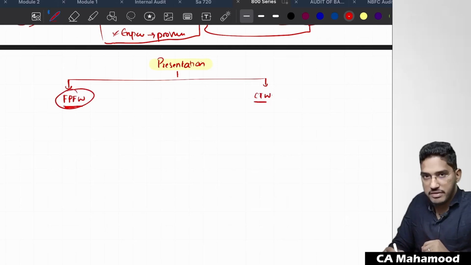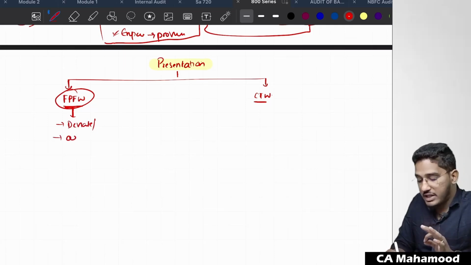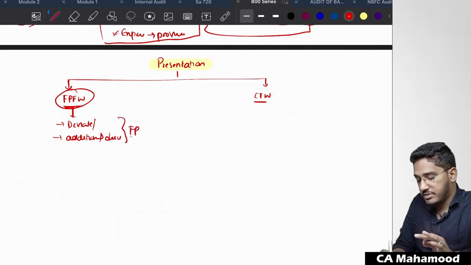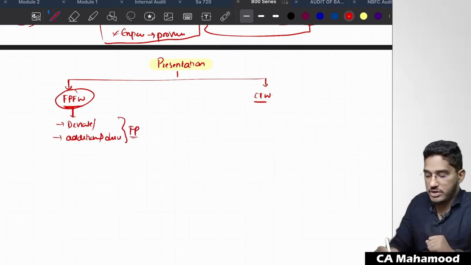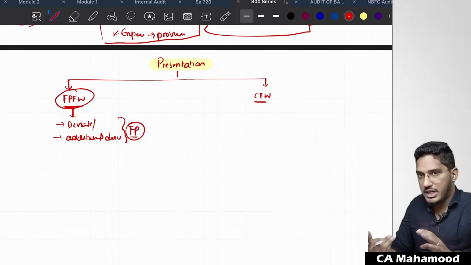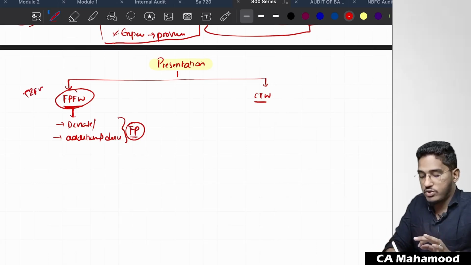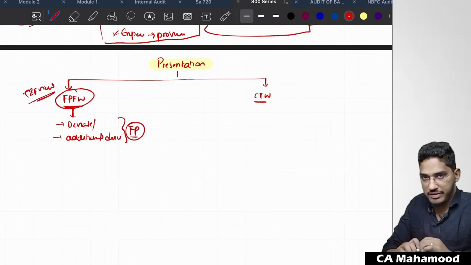So what do you mean by fair presentation framework? It refers to such a framework where financial statements are prepared according to the requirements of such framework. But here you can either deviate from the requirements of the framework or you can provide additional disclosures beyond the requirements of the framework in order to achieve fair presentation. That we call the fair presentation framework. The name itself says fair presentation. Financial statements giving a true and fair view is a top priority in the case of fair presentation framework.